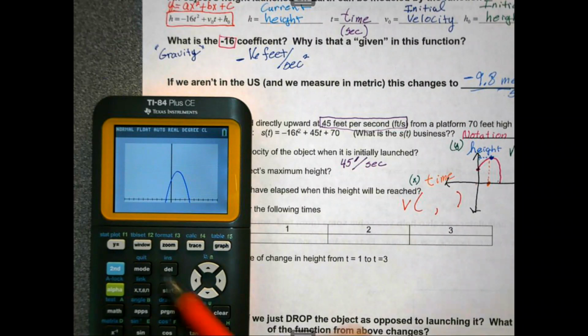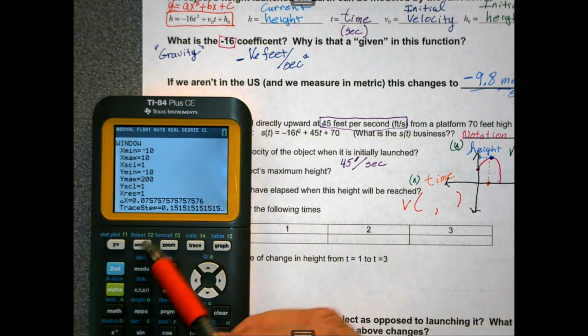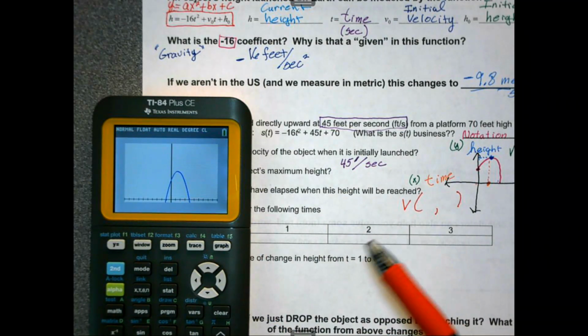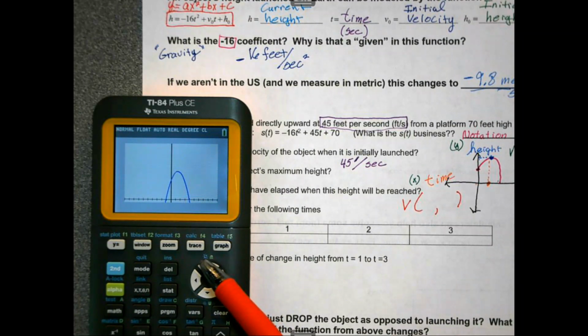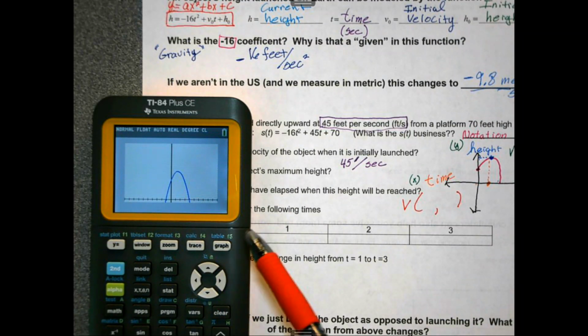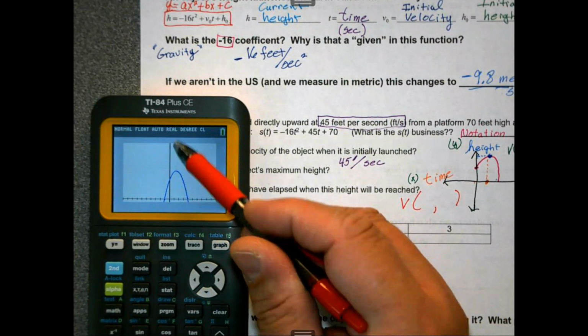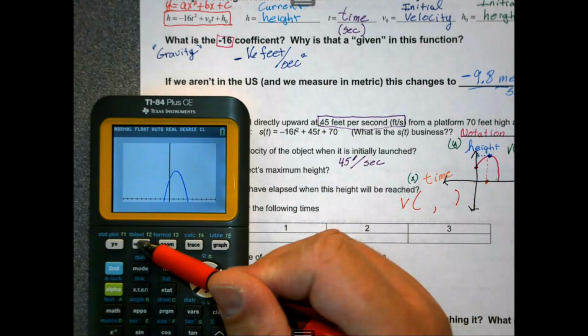The hardest part is playing with this window to get your whole parabola to show up. That can get tricky sometimes. If you can't do it, just start out with really big numbers for your X max and Y max. It'll get there eventually. And if you overdo it, well, maybe I don't want 200. Maybe I can go down to 150.